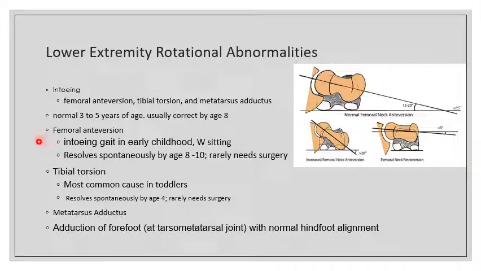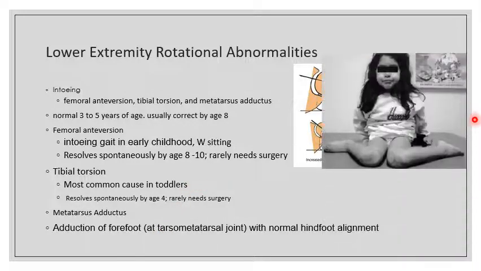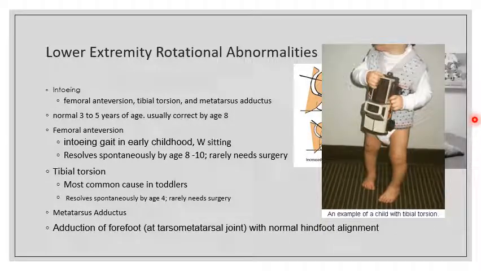For femoral anteversion, usually the parents or the pediatrician would complain of an in-toeing gait, and one particular sign is W sitting. They resolve spontaneously by age 8 to 10, and they rarely need surgery. Another cause is tibial torsion in toddlers. This is the most common cause of in-toeing. It resolves spontaneously by age 4 and rarely needs surgery.